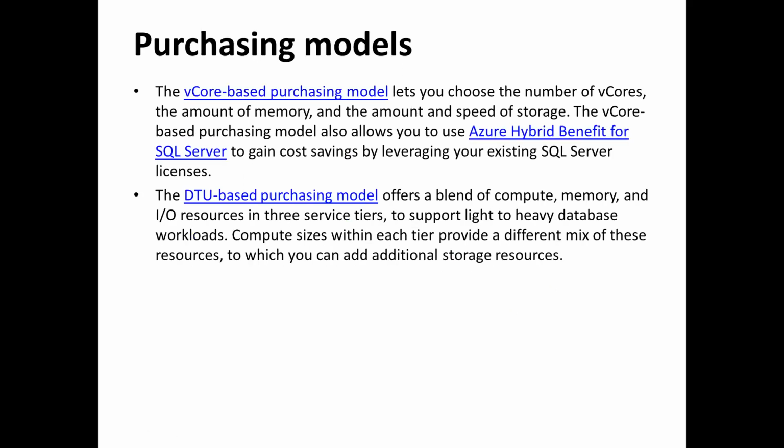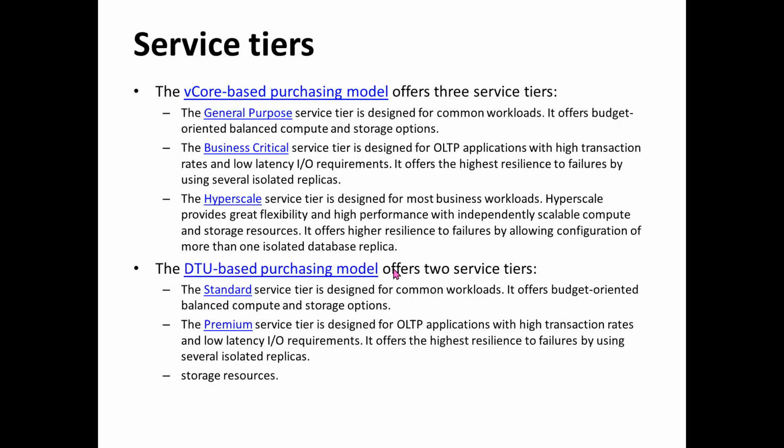Okay, so first comes purchasing models, right? There are different models available depending on the use case and the organization. We can decide which model to buy and choose accordingly. Similarly, there are different tiers also available. For example, we have general purpose, business critical, hyperscale, and also standard as well as premium.